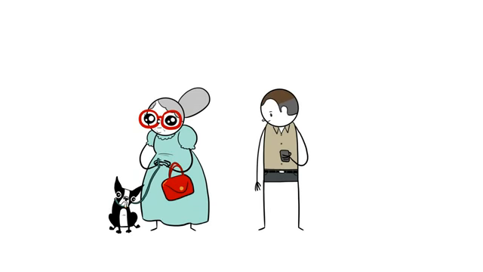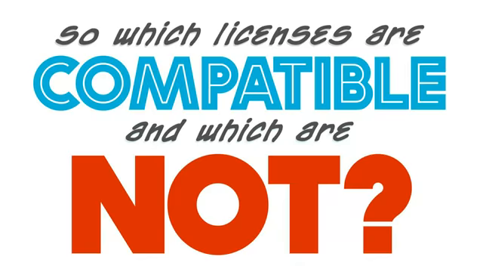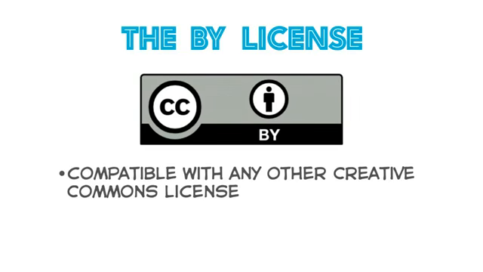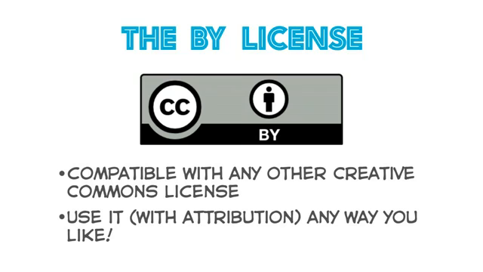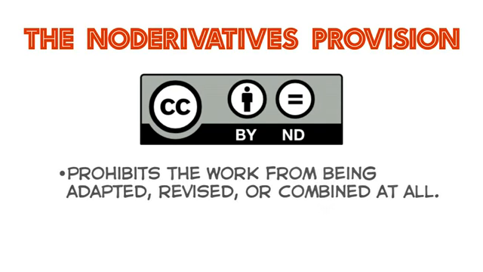So which licenses are compatible and which are not? The BY license is compatible with any other Creative Commons license, so you can use it with attribution, of course, any way you like. Sometimes the BY license has the No Derivatives, or ND provision. The ND provision prohibits the works from being adapted, revised, or combined at all.